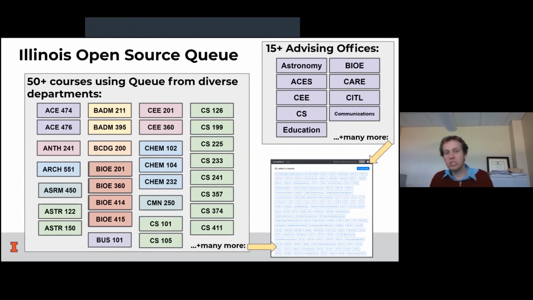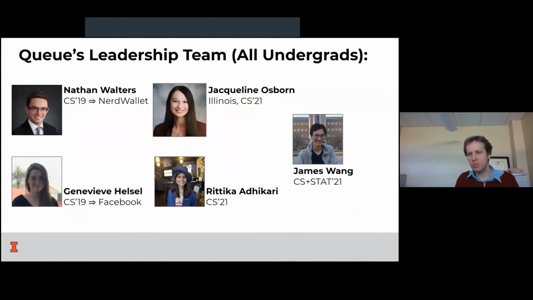Now, different courses use it in different ways as we've transitioned to online courses. Some courses will have you put your Zoom room, and then a CA or TA or the professor will come into your Zoom room and help you out one-on-one, even in the COVID era. So it's a tool that was created by a fantastic group of students here at Illinois.